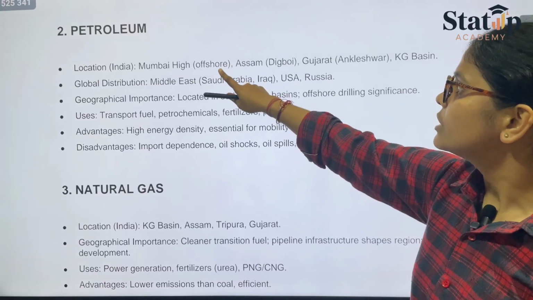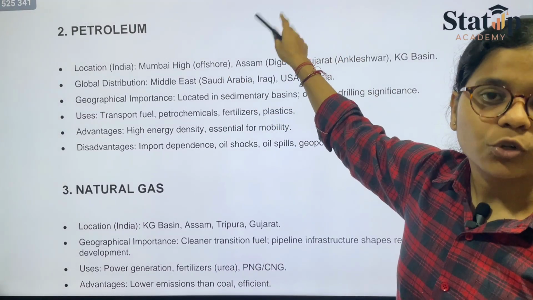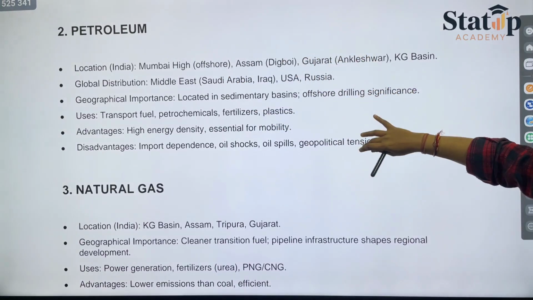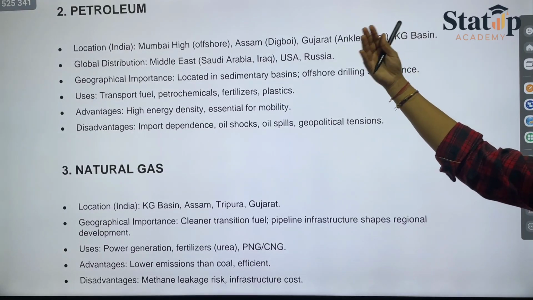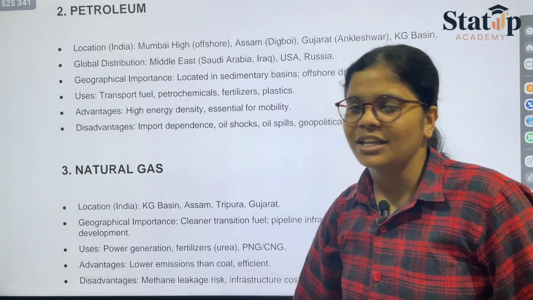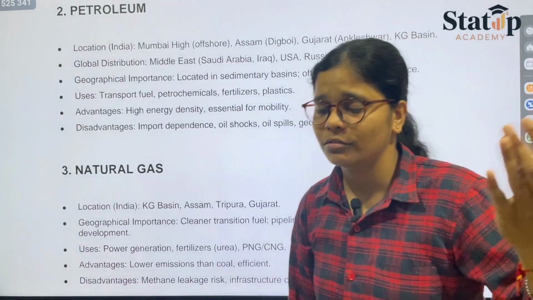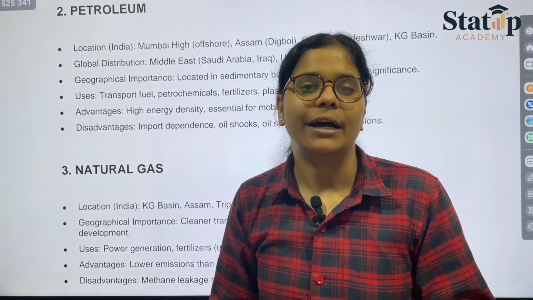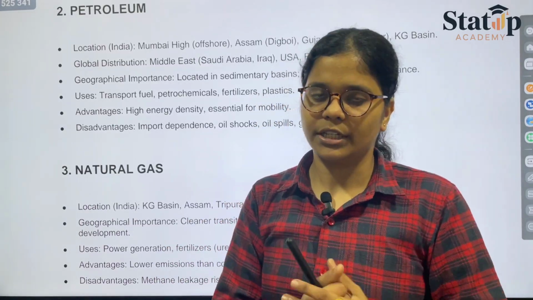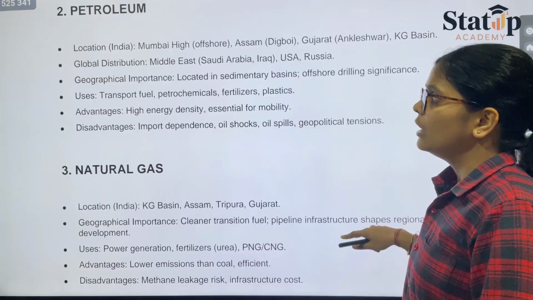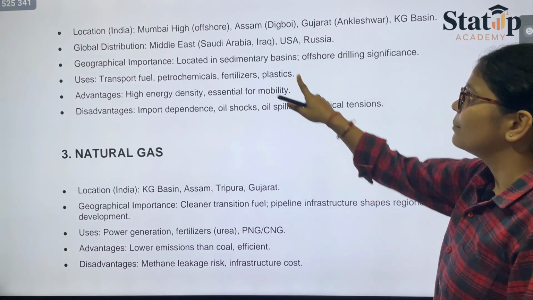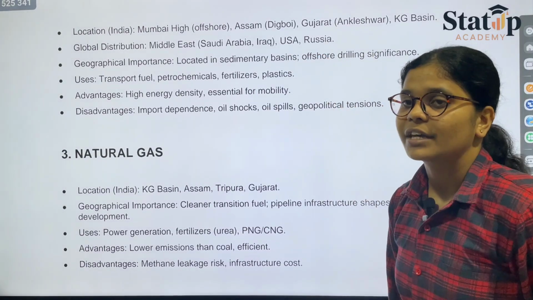Where it is found, it is basically found in Gujarat. You can remember the basic term as Gujarat. And its global location is Arabia. You must have heard for a long time, like, you give us water, we give you petrol, that sort of barter system. Then its geographical importance is sedimentary basins and offshore drilling significance it upholds.